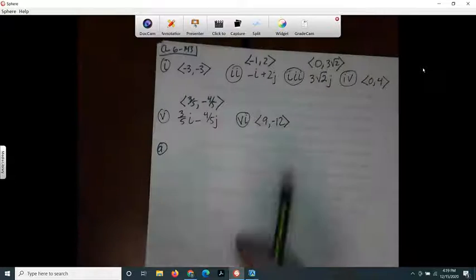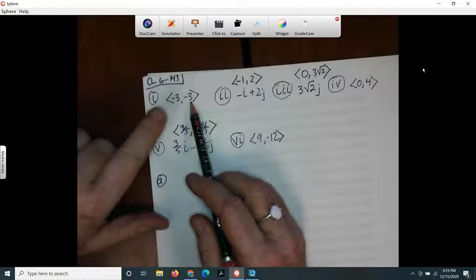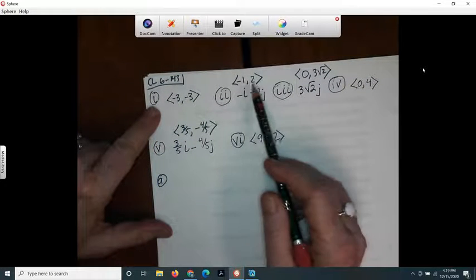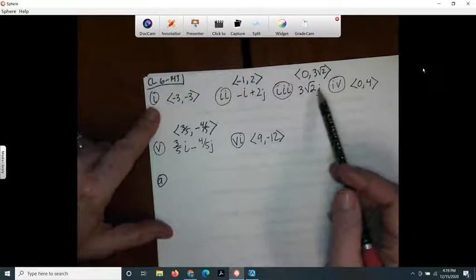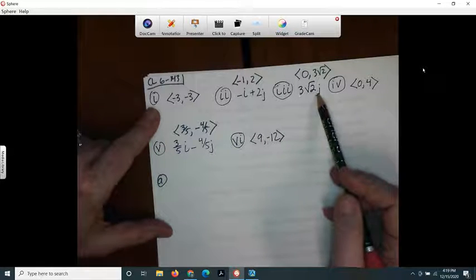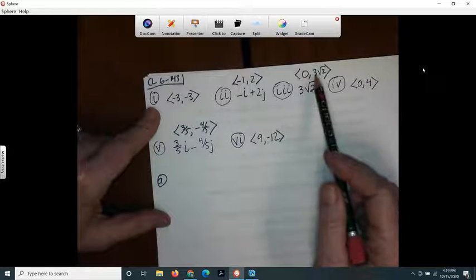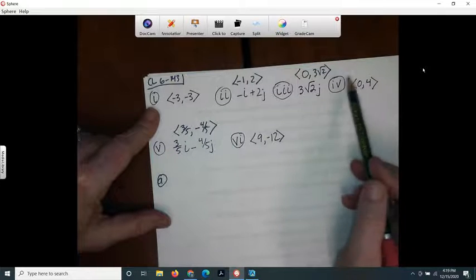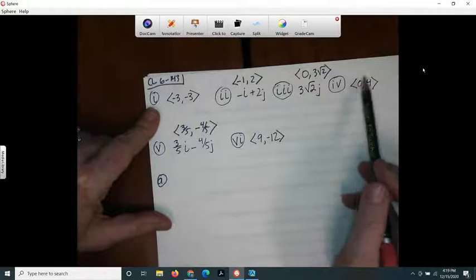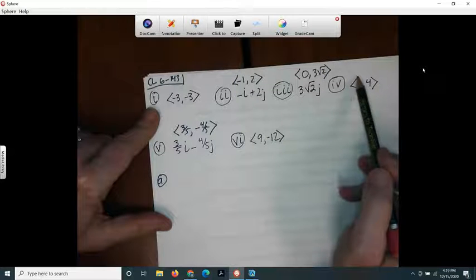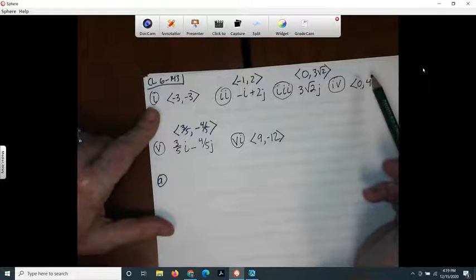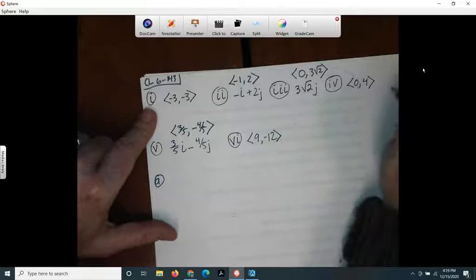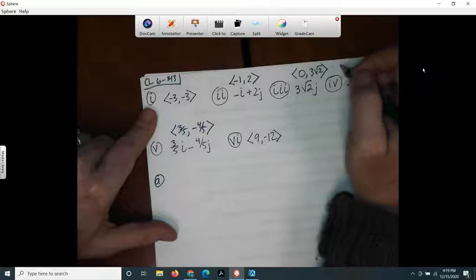So I went through and converted the ones that weren't. This one's in component form, and I put this one in component form. This one didn't have an i component, so it's 0, 3 root 2. And this one's 0, 4. Even though the answer book doesn't say it, I feel like these two are in the same direction because they're going right 0 and up. This one goes right 0, up 4, with a length of 4. And this goes right 0, up 3 root 2.